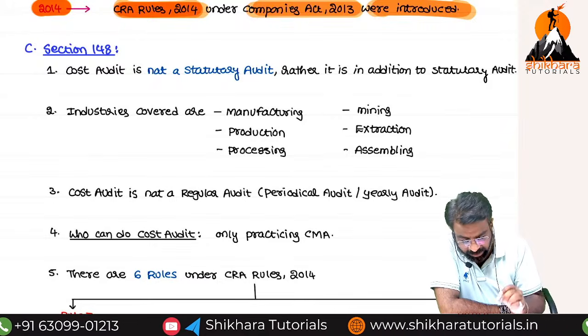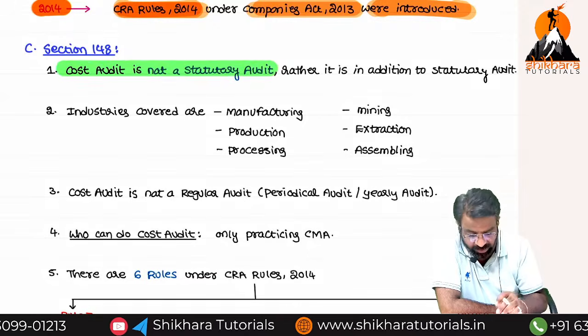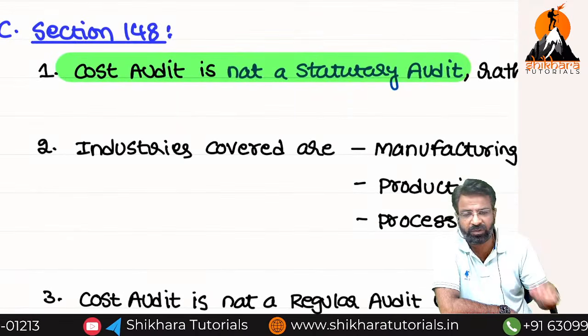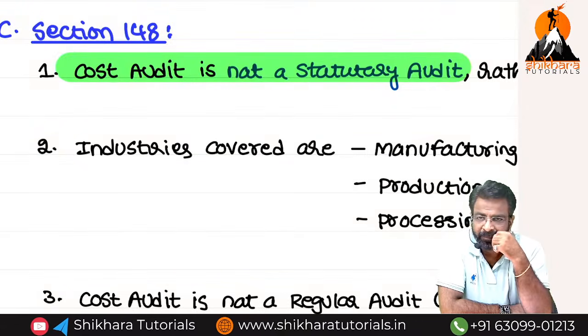Can you read the interpretation number 1? What is the first interpretation saying? Cost audit is not a statutory audit. Cost audit is not a which audit? Statutory audit. What is the meaning of that?